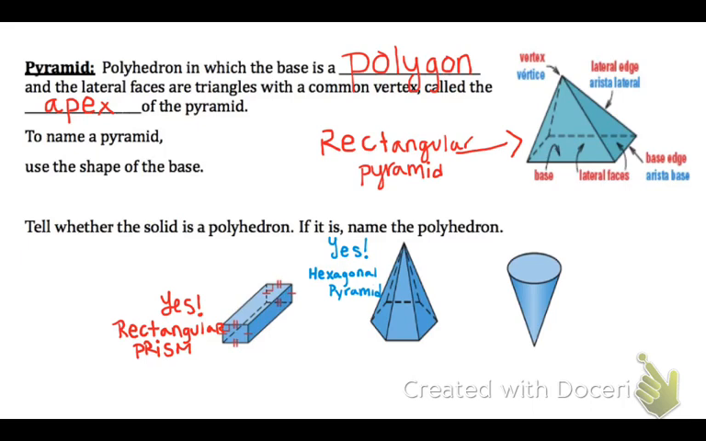Now look at this last example. I have a circle, and I have a common point, but what I do not have is all those lateral faces, those lateral edges. That is not going to be a polyhedron. However, we do know that it's called a cone.